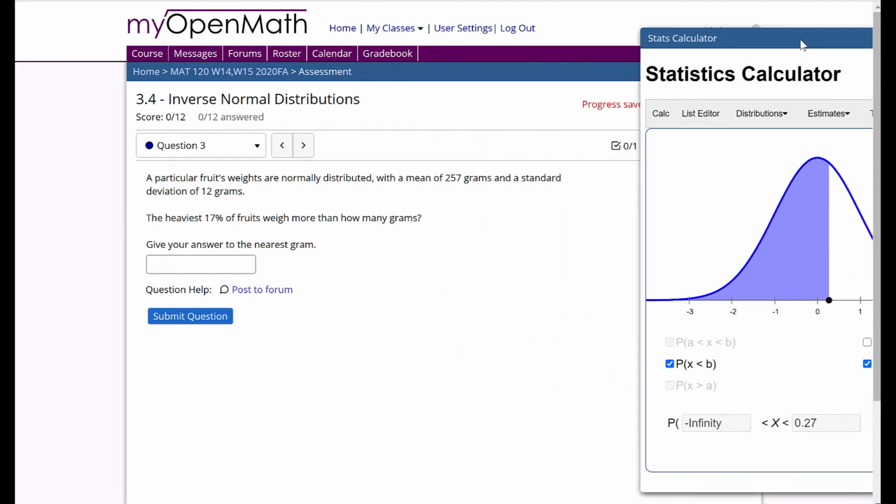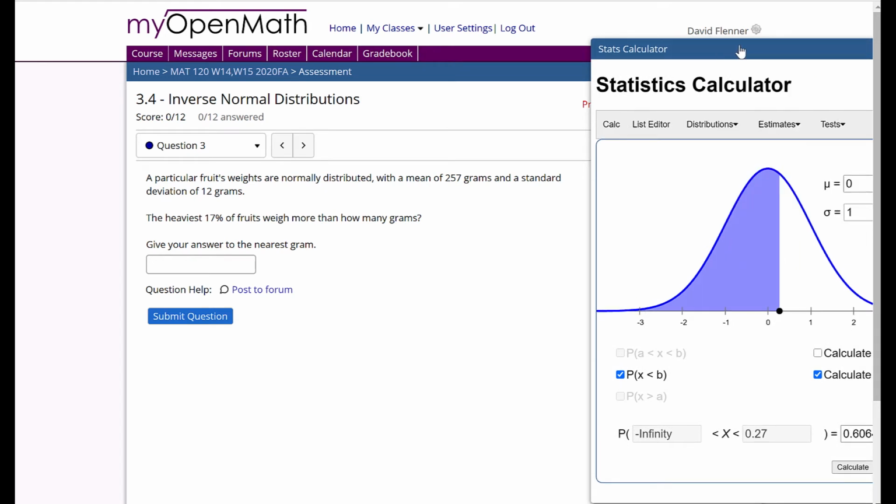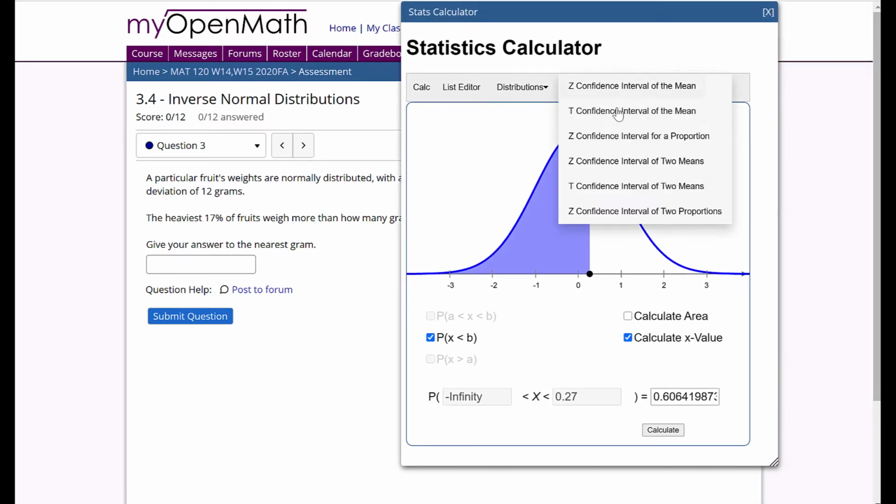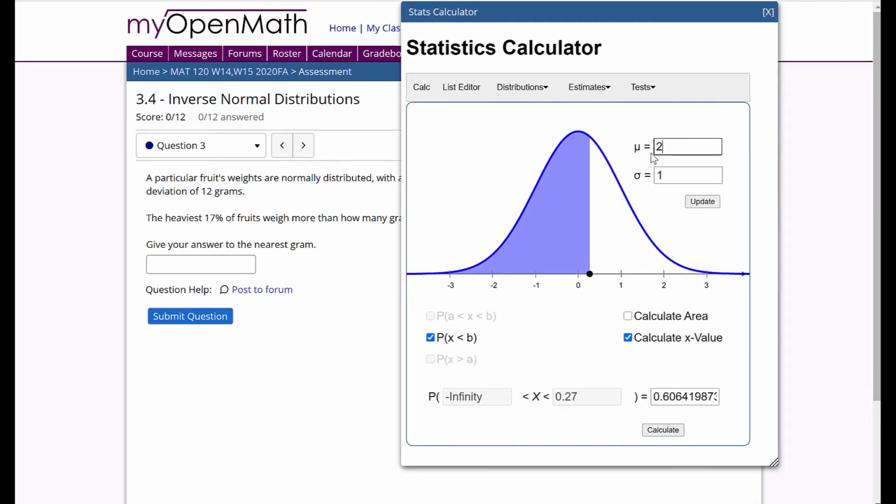Let's see. So a particular fruit's weights are normally distributed with a mean of 257 grams and a standard deviation of 12 grams. So we have a mean of 257 grams and a standard deviation of 12 grams. So let's enter those values and press update, and it will adjust the scale on the axis. All right, you don't really see the normal distribution curve itself changing. It readjusts some other scales to make it look the same, but in general, that's all you need to do.